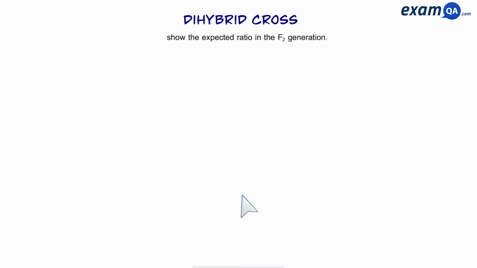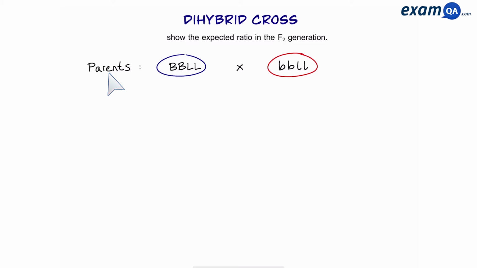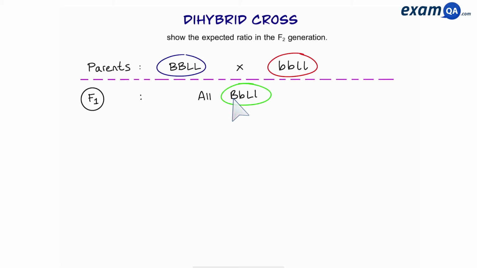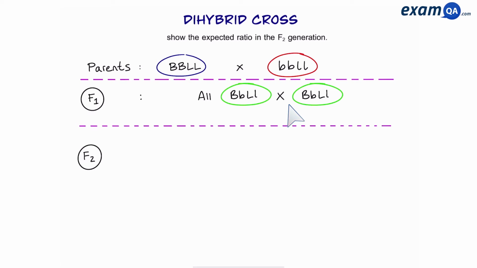Show the expected ratio in the F2 generation, or in other words, the grandchildren of this black and yellow cat. So let's remind ourselves, we had the parents, black cat on the left, yellow cat on the right. These two crossed, and all of the children were heterozygous. That was the F1 generation. So we're going to take two offspring from these children and cross them again. What do we expect to see in the F2 generation?